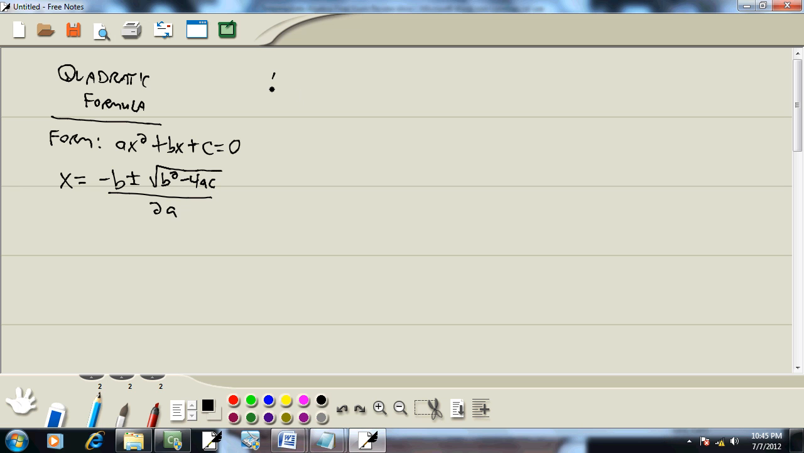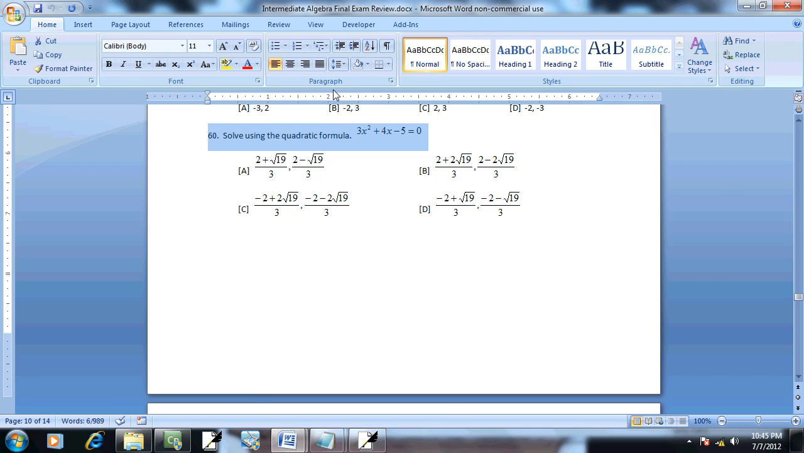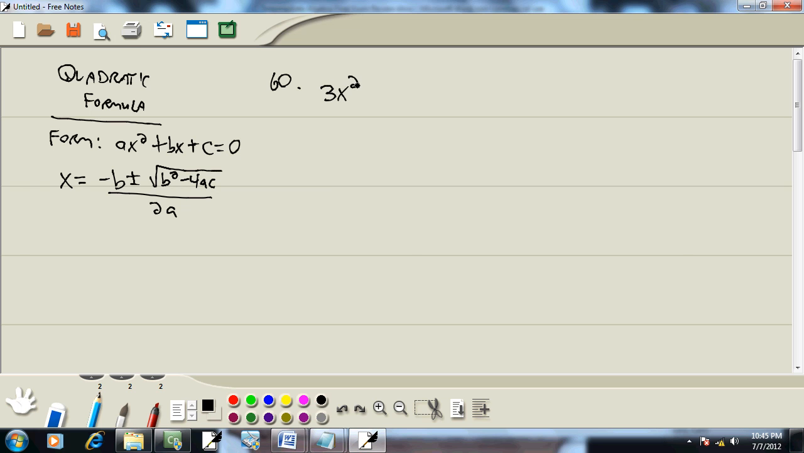So let's look at this problem. 3x squared plus 4x minus 5 equal to 0. Well, first thing, we have 0 on the right side, so that's good. Then we need to identify our a, b, and c.